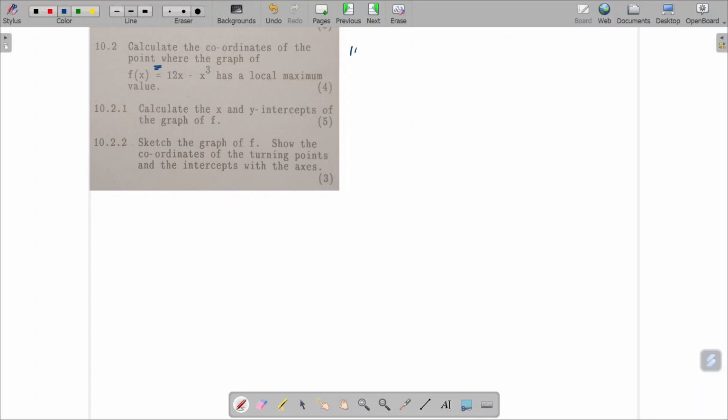Okay, so 10.2. To find a local maximum, we are going to make the first derivative equal 0. So we're going to say, therefore, f dash equals 12 minus 3x squared equals 0. We can simplify this down to x squared minus 4 equals 0. So x equals 2 or x equals minus 2. Again, please be aware that because we're dealing with a quadratic function, we are in fact looking for 2 values. But again, they want us to do some thinking.